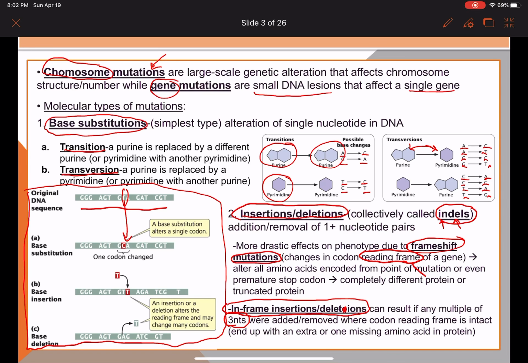Now base insertion is then here, you have GTA. Instead of replacing the T, now you're going to insert an extra T, which then shifts all the codons after that. Or you can delete a T, which takes out that one nucleotide base from the codon, and again everything else reshifts after that.